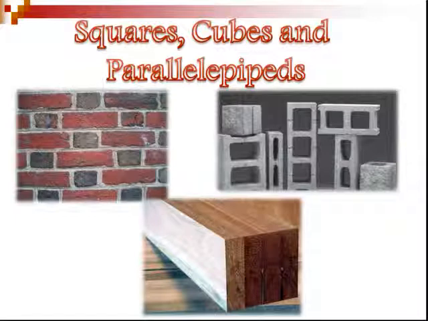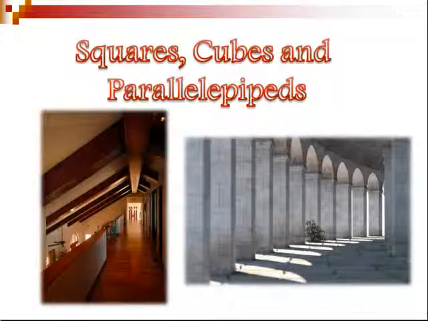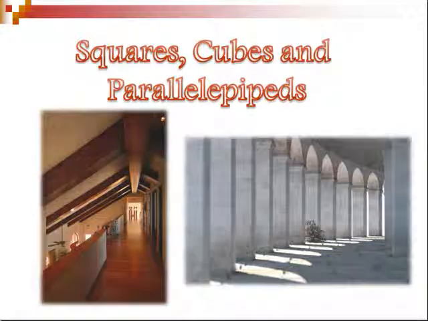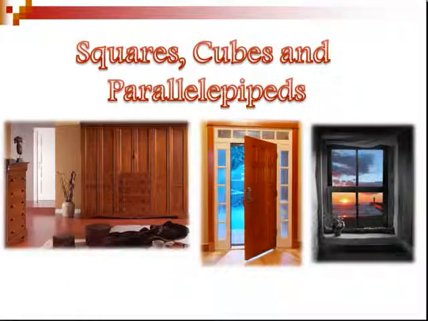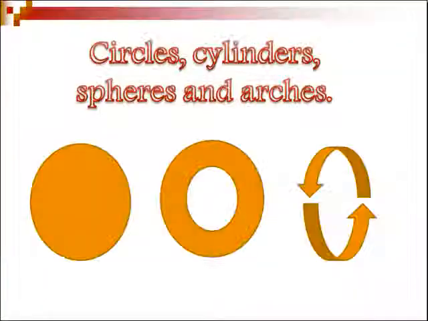Materials such as bricks, concrete, and wood can be shaped in these forms for construction. Beams and columns usually come in these shapes. Indoors, we can also find these figures in interior designs such as closets, doors, windows, and shelves. Squares and cubes can form the volumes of spaces like piazzas.